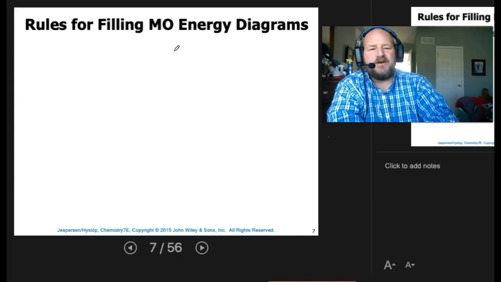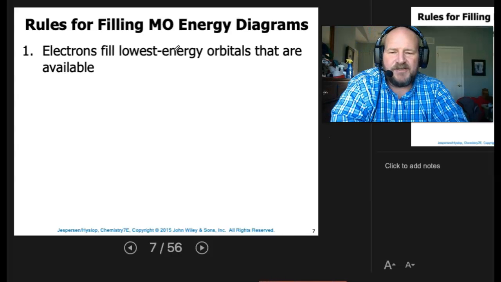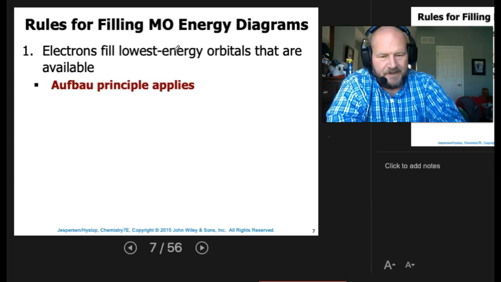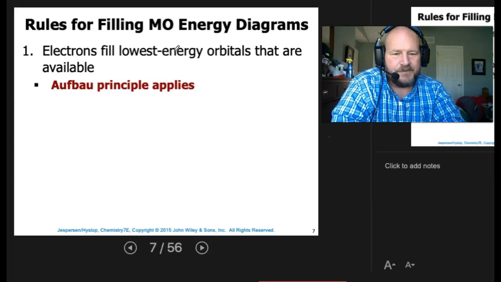So, rules for filling your MO energy diagrams. Electrons always fill the lowest energy orbitals that are available, right? It's basically the Aufbau principle. It was the same for atomic orbitals. It'd be the same here for molecular orbitals.